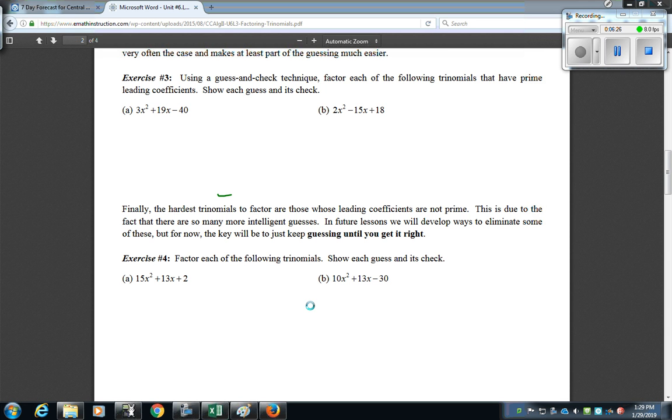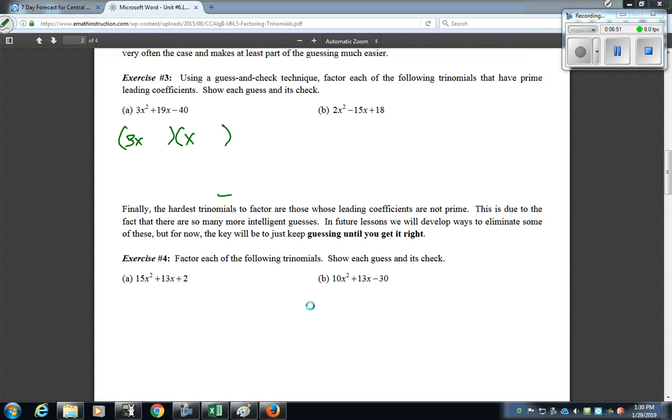Now, if you look at exercise 3A, 3A has a number that's not 1 in front. So what that means is that when we try to set these up and start taking our guesses, we're not going to just have x and x. We're going to have a pair in the front that multiplies to that first number. So 3x and x can give us 3x squared.